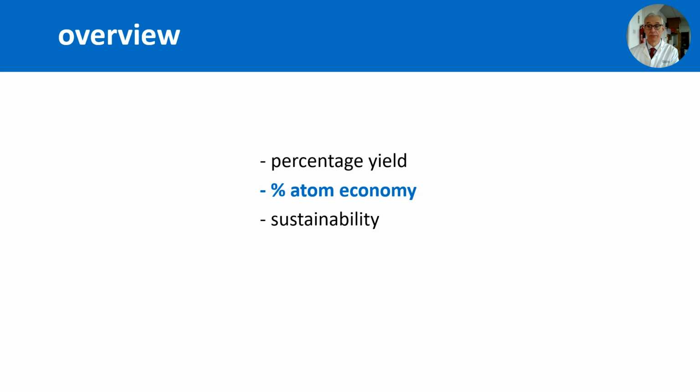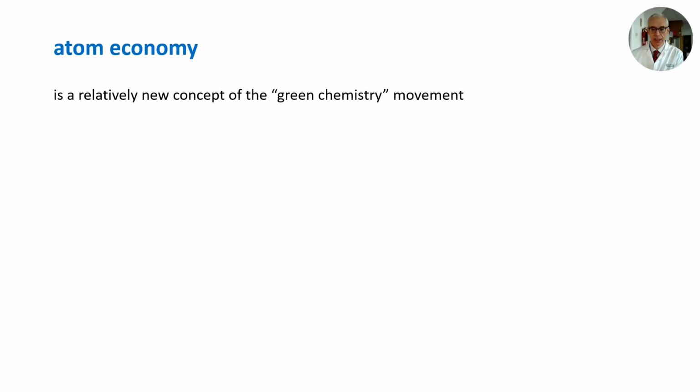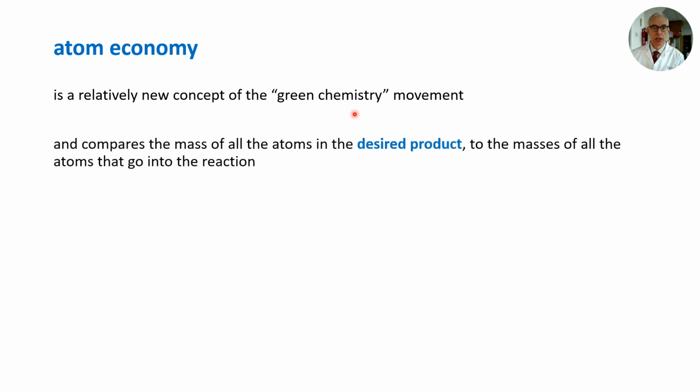Atom economy. Atom economy is a relatively new concept devised in an American university involving the green chemistry movement. So it compares the masses of all the atoms in the desired product. So there's a concept, the desired product. So we need to identify in any chemical reaction what is the product that is going to be used or is intended to be made.